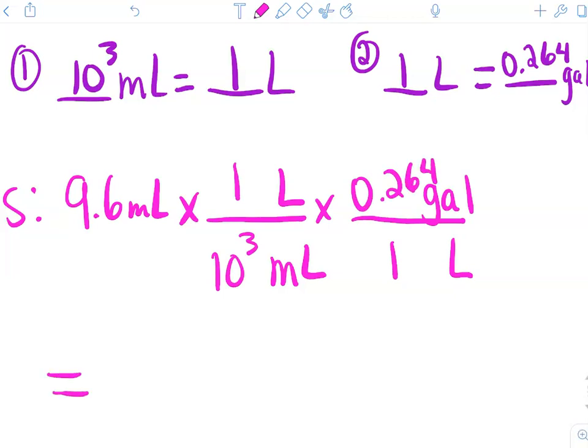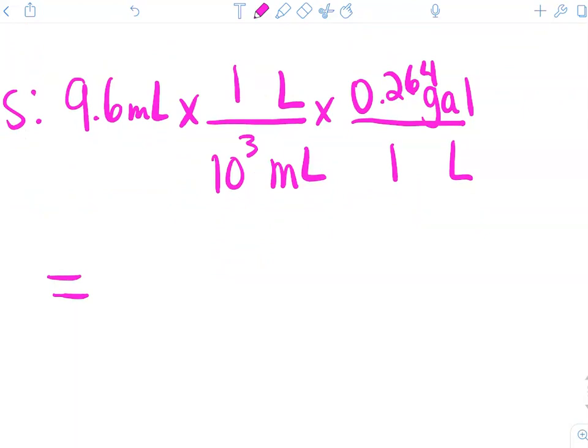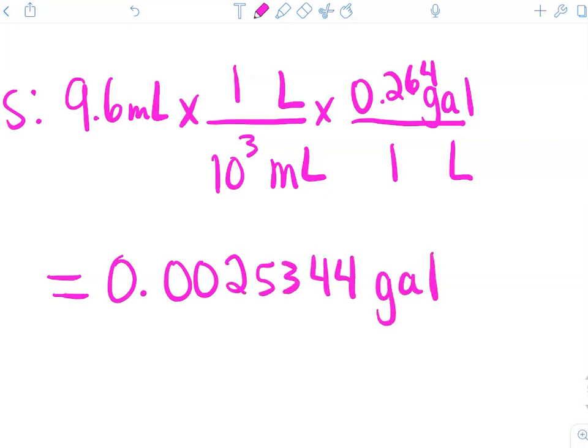And now you're going to get a kind of large number with all the decimal places when you do this, but your final answer should be this.